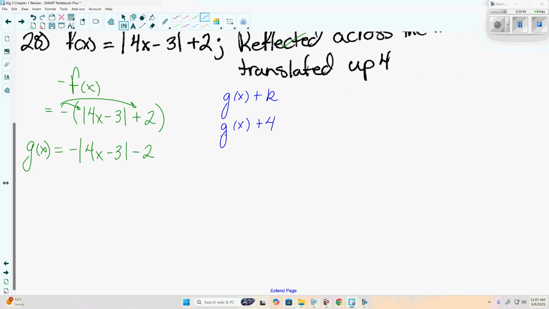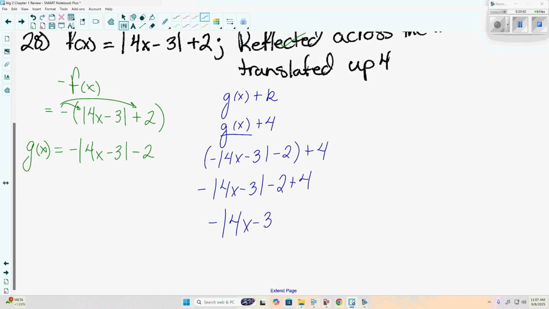Then again, at this point, we're going to replace g of x with its value. We can drop the parentheses, giving us negative absolute value of 4x minus 3 minus 2 plus 4, which gives us our final equation of negative absolute value of 4x minus 3 plus 2.